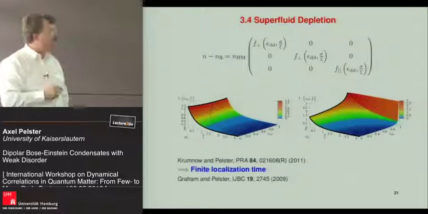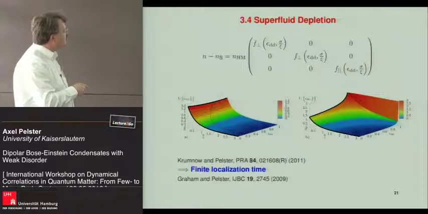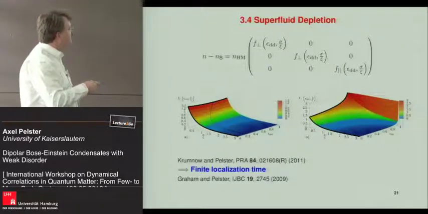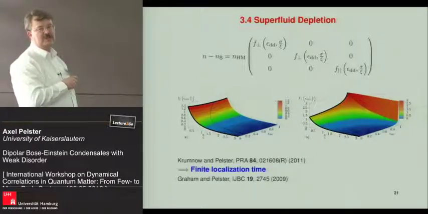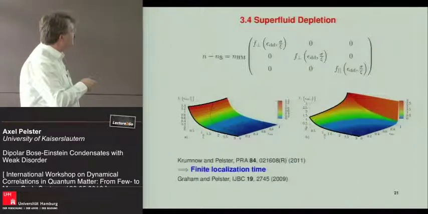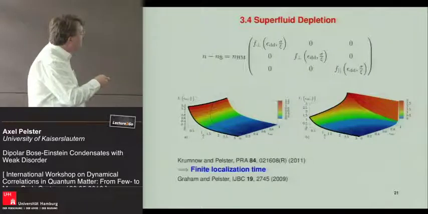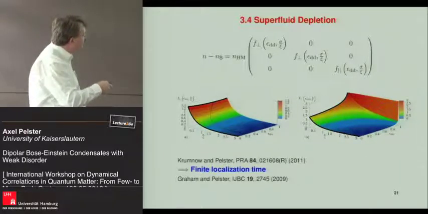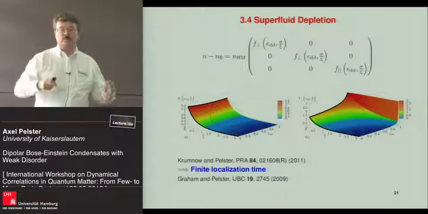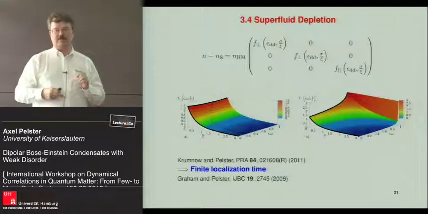But strangely enough, for the parallel component, we found the result that with increasing dipolar interaction strength, the depletion decreases, which is counterintuitive. Here it increases, here also increases, but here it decreases, which is at first counterintuitive, because there is a critical point, a critical epsilon, and here even a critical line as a function of the correlation length, where the superfluid depletion becomes smaller than the condensate depletion.